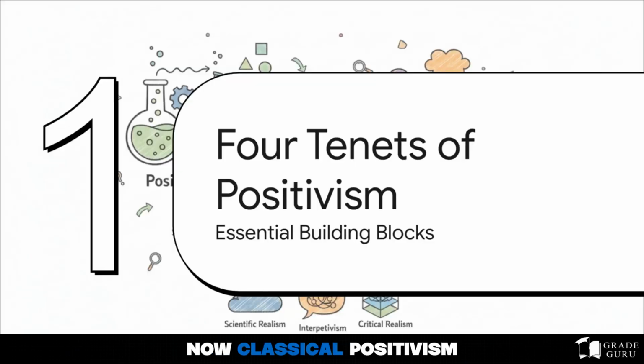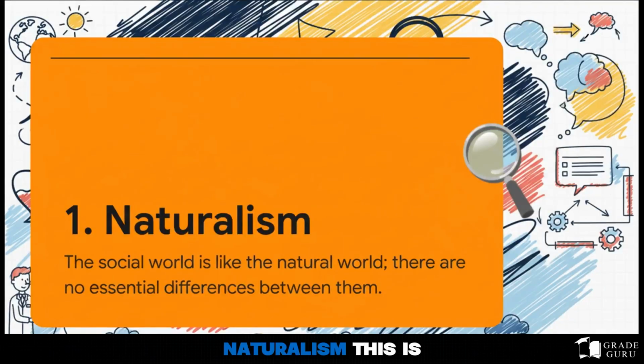Okay, now, classical positivism, which came from thinkers like Auguste Comte, is built on four main pillars. You're definitely going to want to have these down for your exam, so let's walk through each one. First up is naturalism. This is basically the idea that the social world and the natural world are fundamentally alike. They both operate under consistent rules, or laws. So there's a real objective social reality out there just waiting for us to discover it.